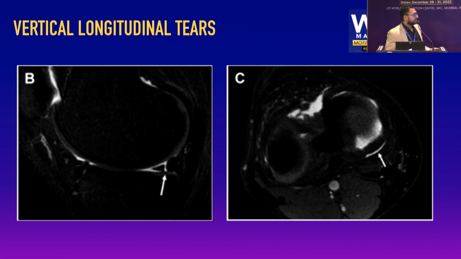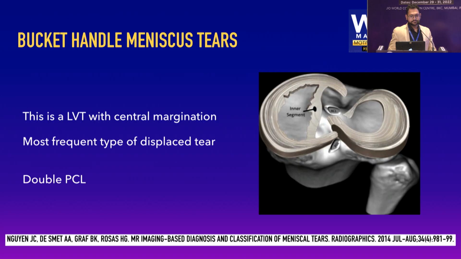On MRI, you will be able to see this kind of a vertical signal on the sagittal images. Also, on the axial cuts, you will be able to see the particular linear impression. Then comes the bucket handle tears. This is just the extension of the vertical longitudinal tear, and most of the time it gets displaced.